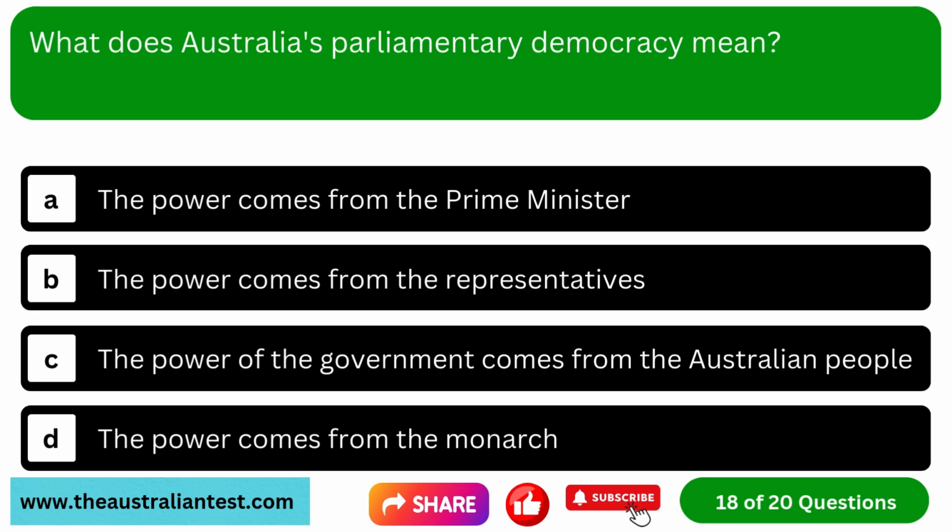Question 18. What does Australia's parliamentary democracy mean? Option A, the power comes from the Prime Minister. Option B, the power comes from the representatives. Option C, the power of the government comes from the Australian people. Option D, the power comes from the monarch.